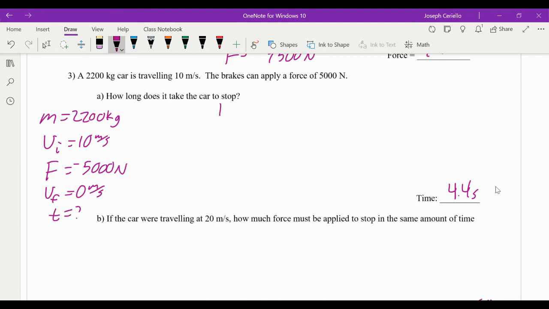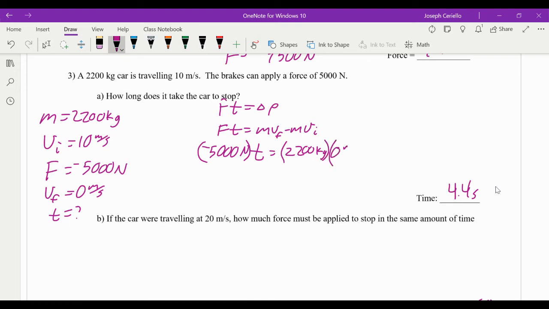So we're basically going to do the same thing as before. Ft equals delta P. Ft equals m V final minus m V initial. P final minus P initial. And we'll start plugging some stuff in. So we have negative 5,000 newtons times T equals 2,200 kilograms times 0 meters per second minus 2,200 kilograms times 10 meters per second.